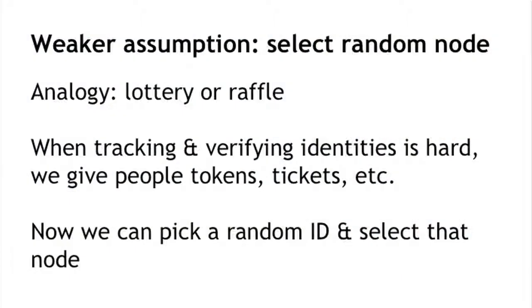So what we can do instead is we can make a weaker assumption. And I kind of want you to take a leap of faith with me here, that this weaker assumption is something that is going to be feasible. And I'm going to make this assumption here and later show you how this is actually accomplished. And what this weaker assumption is, is that we're going to assume that there is some ability somehow to pick a random node in the system.